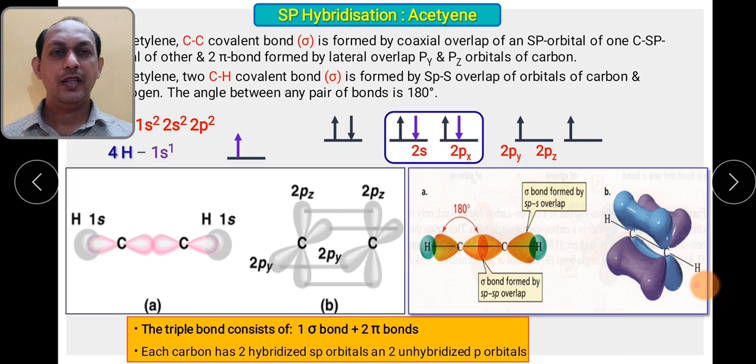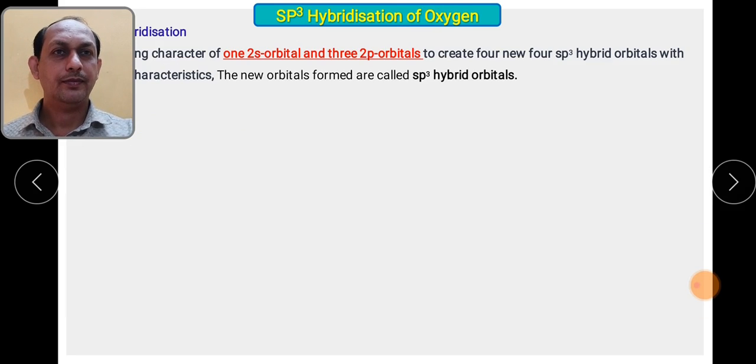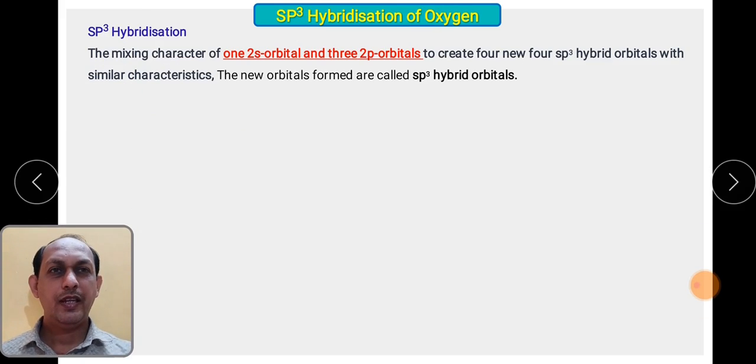Each carbon has 2 unhybridized p orbitals and they form the pi bond. So the two unhybridized orbitals will form the pi bonds. Now we'll see the sp3 hybridization for the oxygen, as we have finished sp3, sp2 and sp hybridization for the carbon. Now we will see for the oxygen. So for oxygen, we will see what sp3 hybridization is and what the examples are.